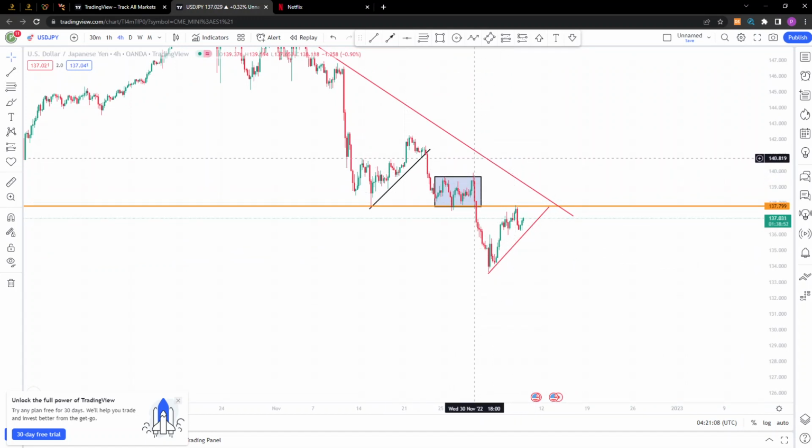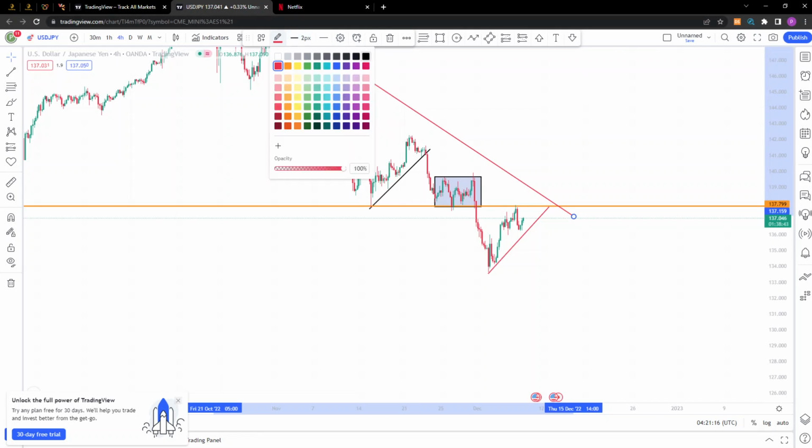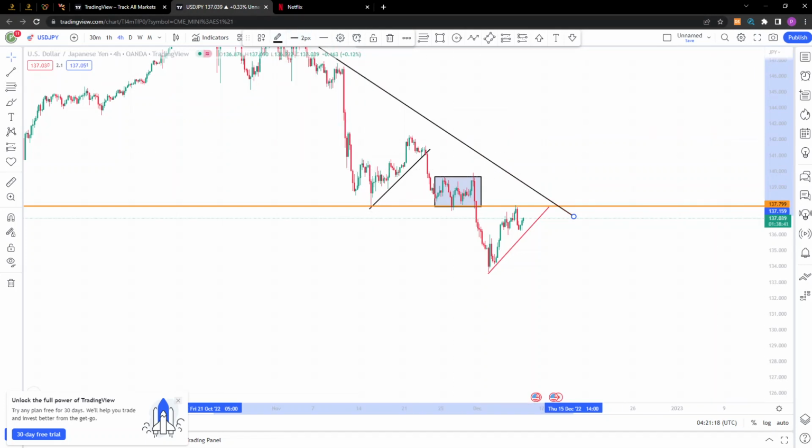Let me use this way. I want it to be black. Alright, good.